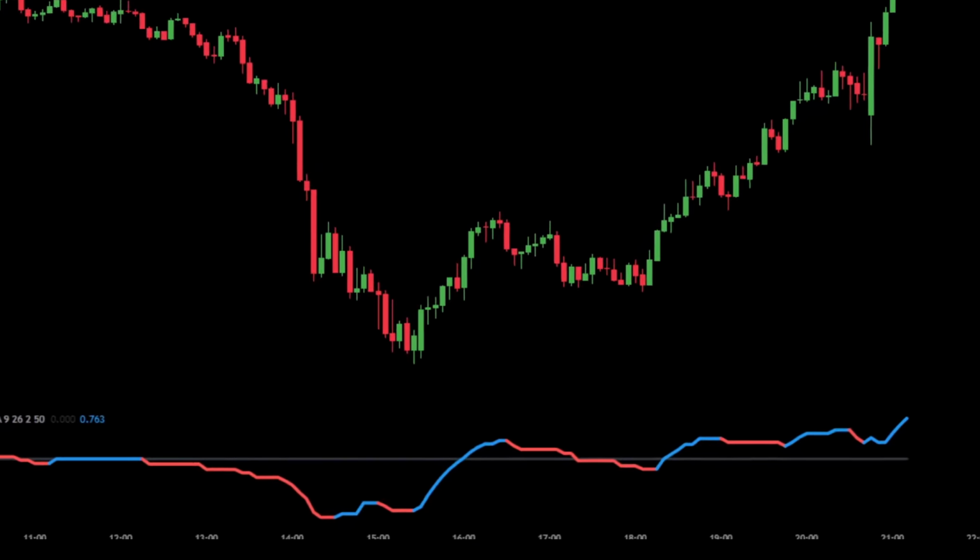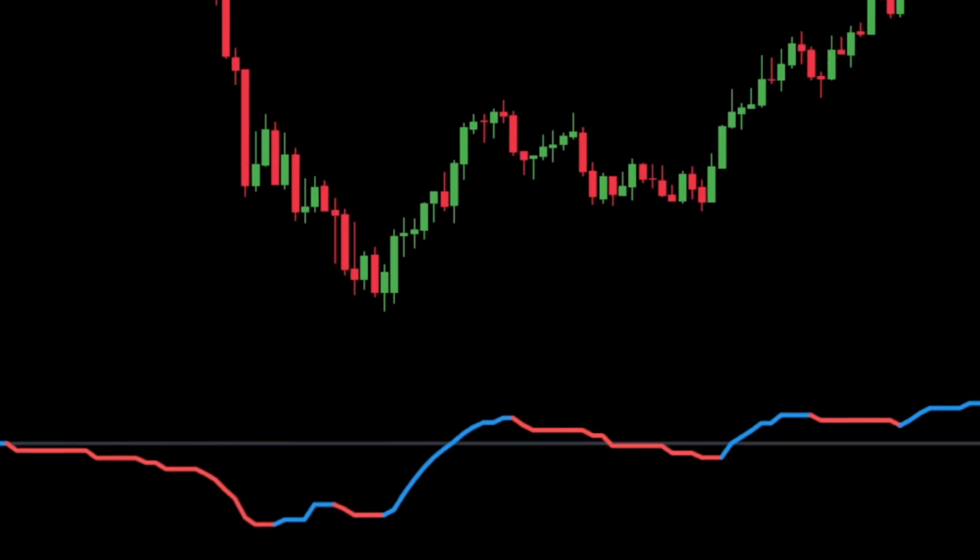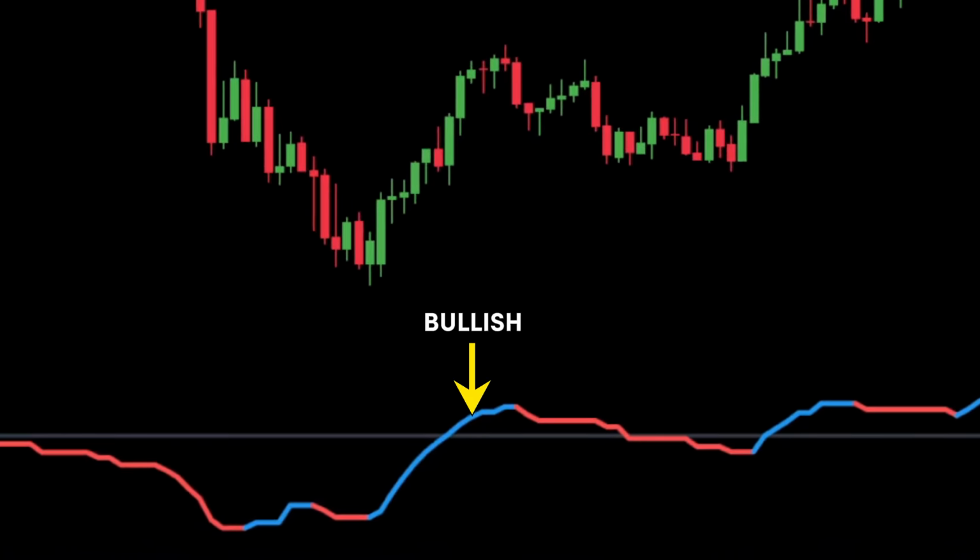This OBVMACD indicator will be used as a signal filter in the market. The blue line on the indicator will indicate a bullish confirmation, while the red line will indicate a bearish confirmation. However, to ensure the strength of the confirmation, you also need to check the level of the indicator. To ensure a strong bullish confirmation, the blue line must cross or be above the 0 level before you can place a buy order. To ensure a strong bearish confirmation, the red line must cross or be below the 0 level before you can place a sell order.